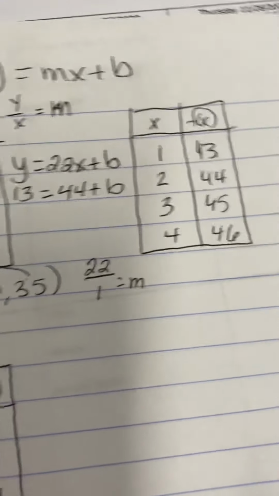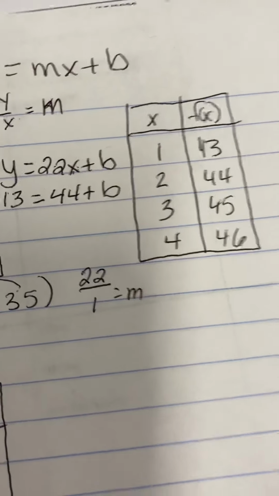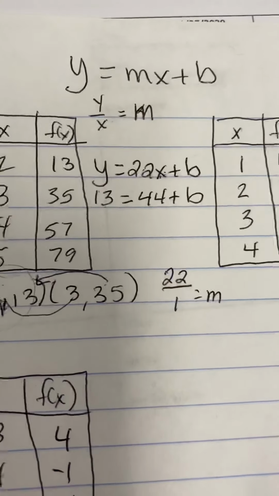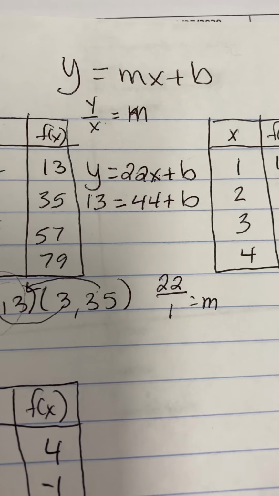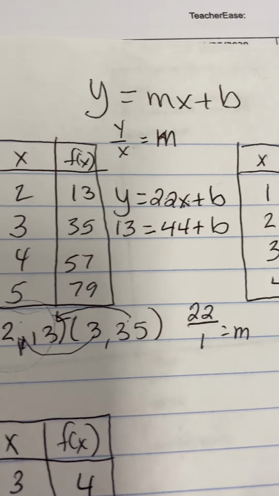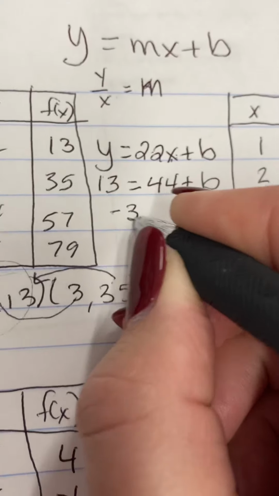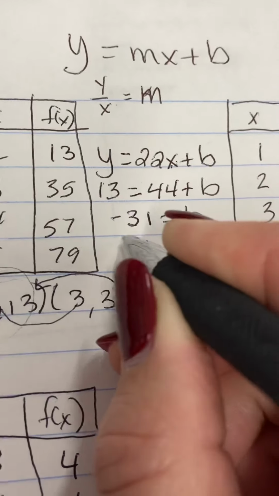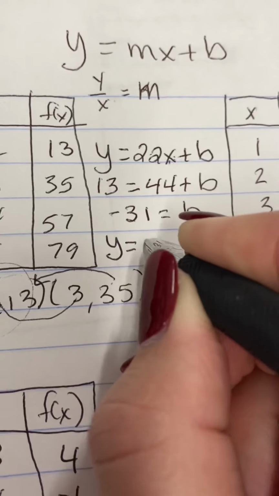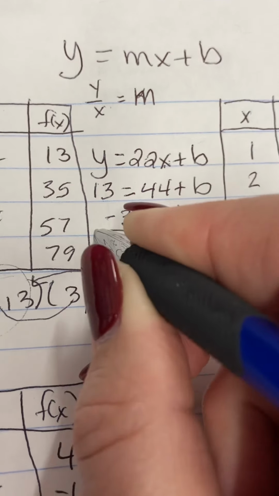And then in order to get your b by itself, you're going to subtract the 44 over. You can get your calculator if you need it, but you're going to take 13 minus 44, and that gives you negative 31. So negative 31 is equal to b. So the finished answer would be y equals 22x minus 31.